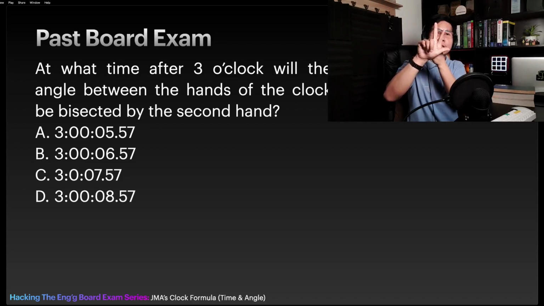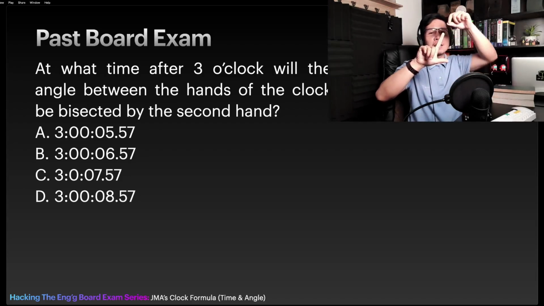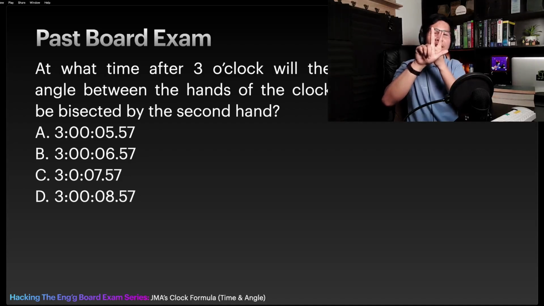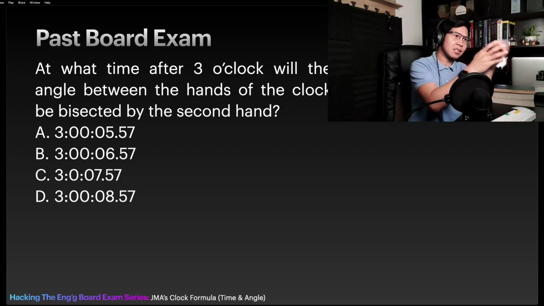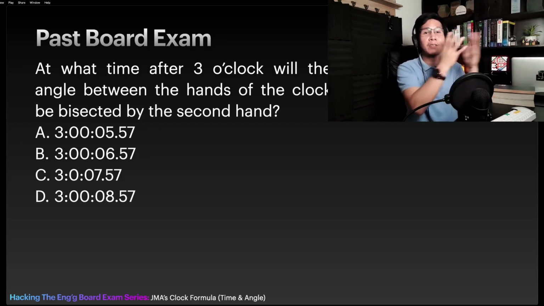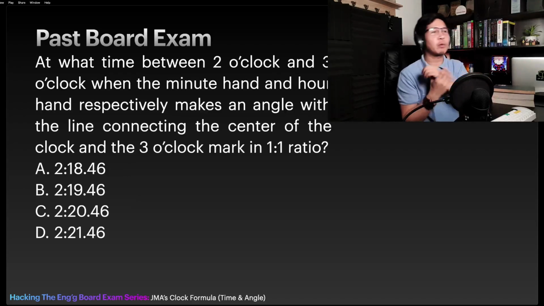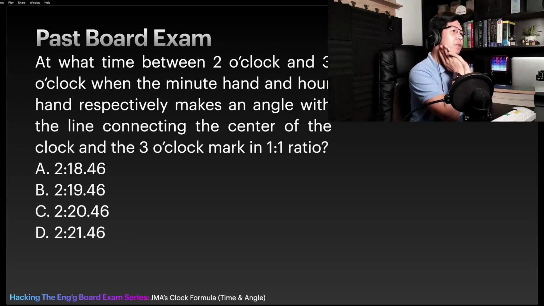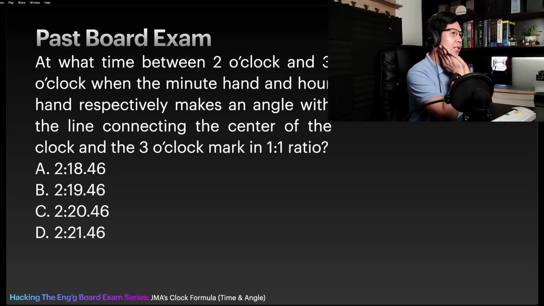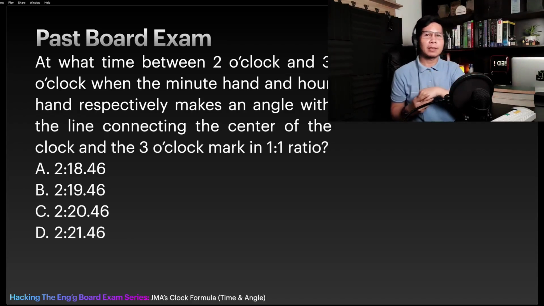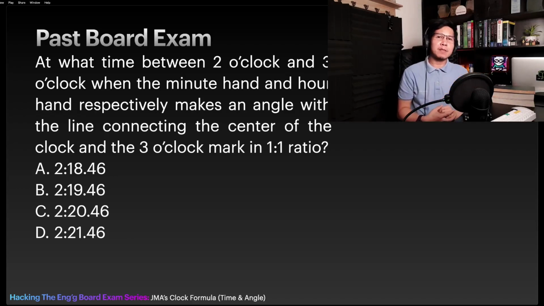Eksakto up to the seconds na yung angle ng minute hand at yung second hand at yung angle ng second hand relative to the hour hand, they are equal. So, this is a bisector problem or a symmetry problem. Same with this question here. At what time between 2 o'clock and 3 o'clock when the minute hand and the hour hand respectively makes an angle with the line connecting the center of the clock and the 3 o'clock mark in 1:1 ratio. This is also a bisector or symmetry problem.